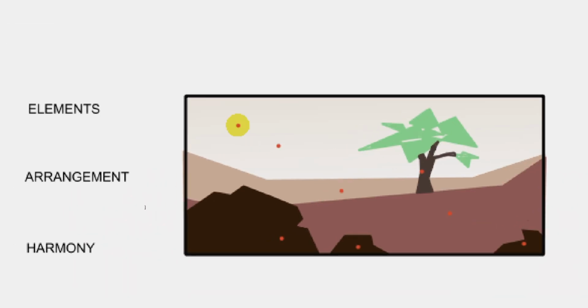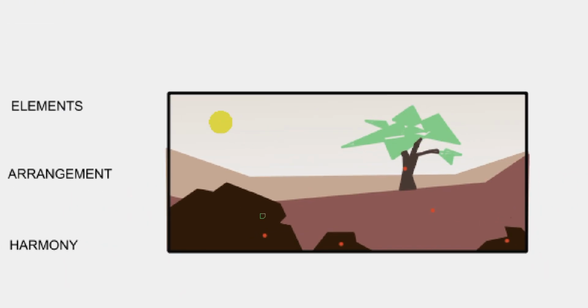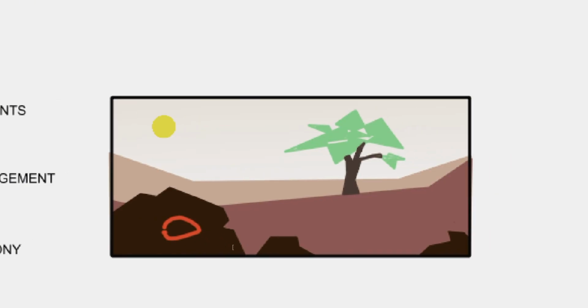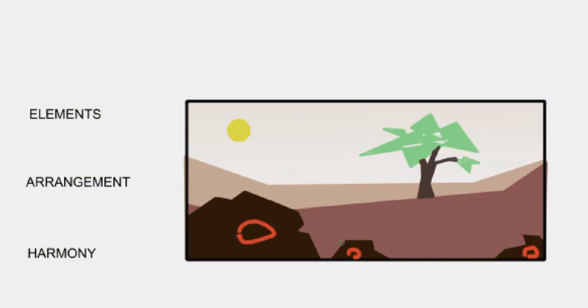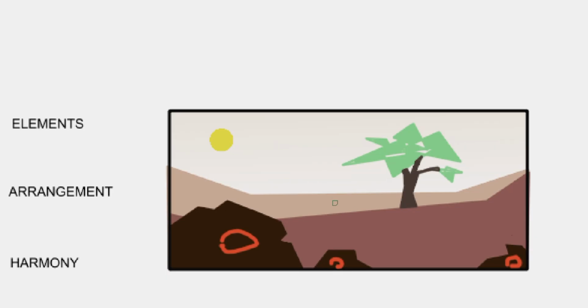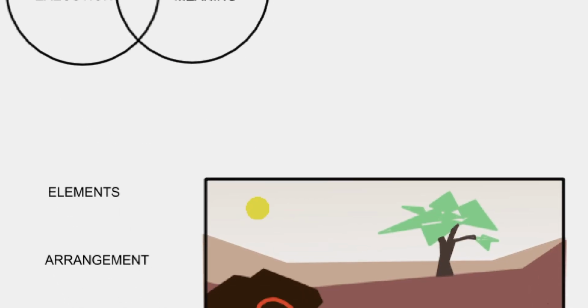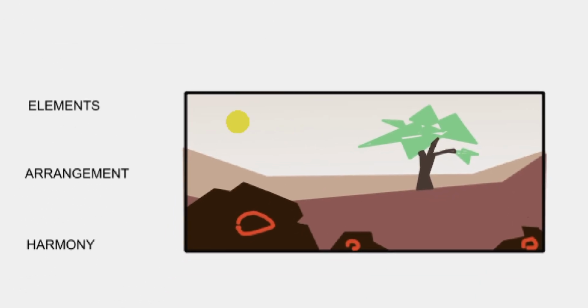And then we have arrangements. So basically the arrangement of all of these elements. So why exactly is this rock here? Why is it at the foreground, right? It makes the artwork better in that it increases the depth, right? So execution is all about appeal. It's all about conveying a message in an appealing and nice to look at way, right?